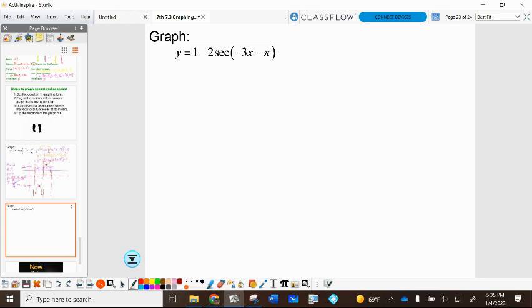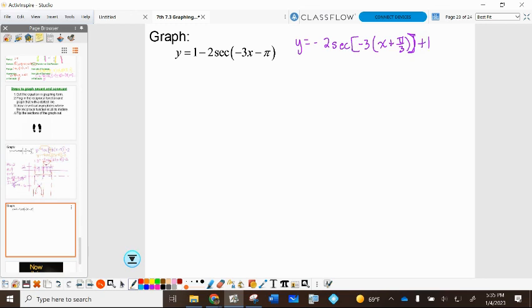So it's not in graphing form, so we're going to get it ready. It's going to be y equals -2 secant, parentheses, factoring out that leading coefficient on the x, so that's -3 out x. Now factoring it out is dividing it out, so -pi divided by -3 is going to be positive pi over 3. You can check that factoring by redistributing. So -3 times positive pi over 3 would be -pi, so that is correct. And then we've got that +1 that's moving to the end there.